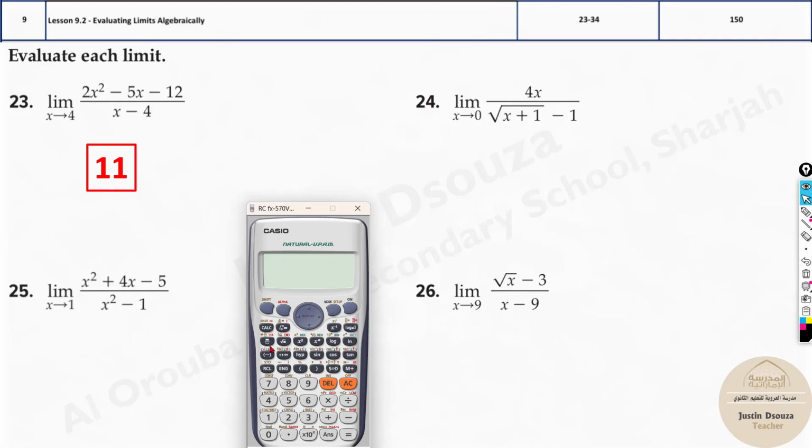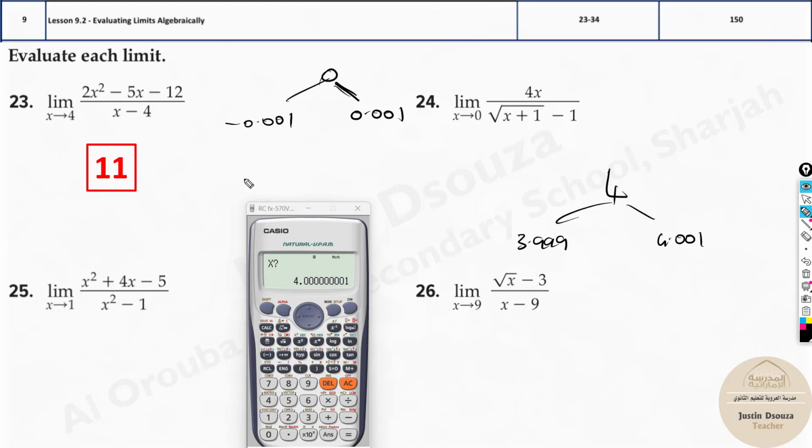Same way. Clear it off. Write the fraction symbol. 4x divided by square root of x plus 1 minus 1. Now here calculate 0. Now what happens to 0? See now if it was 4, the two values very close to it are 3.999 and 4.001. But what about 0? Next of 0 is 0.001, but what is less than 0? It's negative 0.001. I know my students used to get confused with this, because with 0, what they used to do is they used to put 0.999 and 0.111, which doesn't make sense.